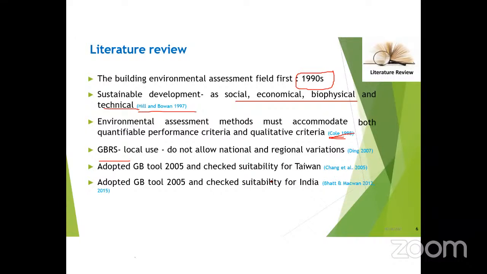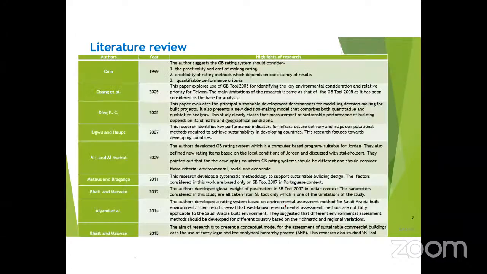Then Chang, for Taiwan, what is the GB tool, the green building tool or sustainable building tool? You can Google it. That tool has been adopted by more than 20 countries in the world, and they have set very vast parameters of the green building. This tool is modified for different countries. Chang modified the green building tool 2005 for Taiwan, and for our India they have modified that GB tool as well.